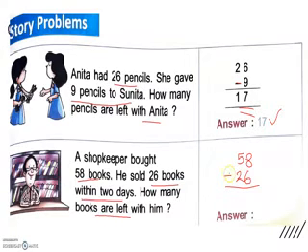To find how many books are left, we have to do subtraction. 58 minus 26. 8 minus 6 is 2. And 5 minus 2 is 3. So the answer is 32. So the books left are 32.